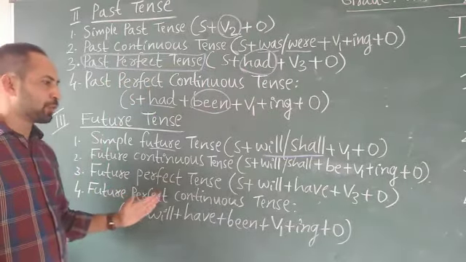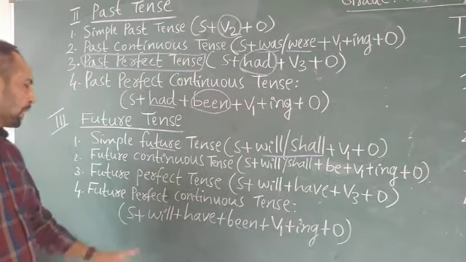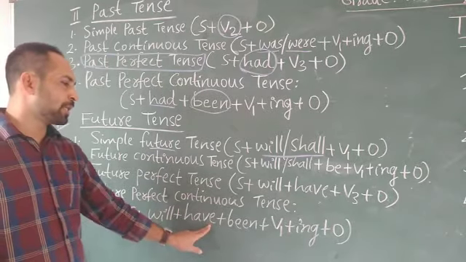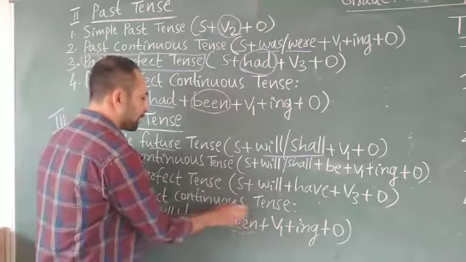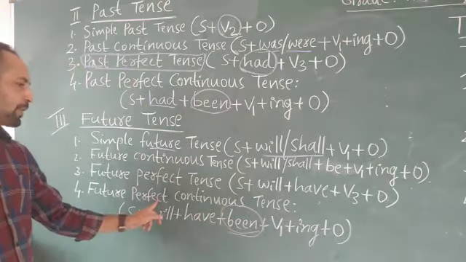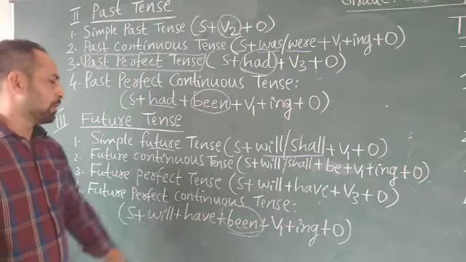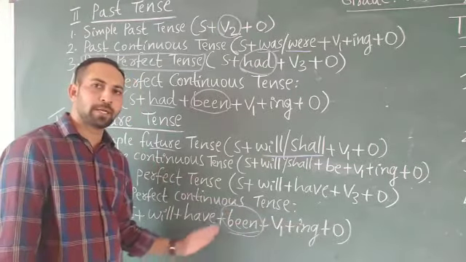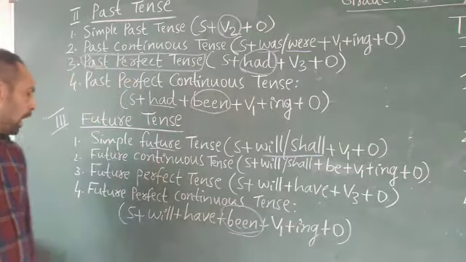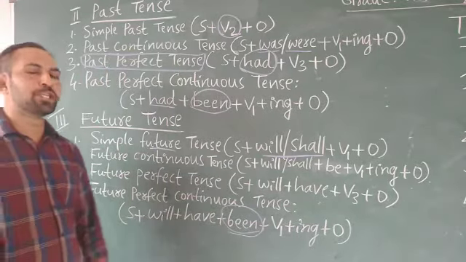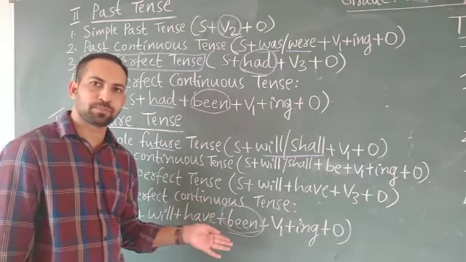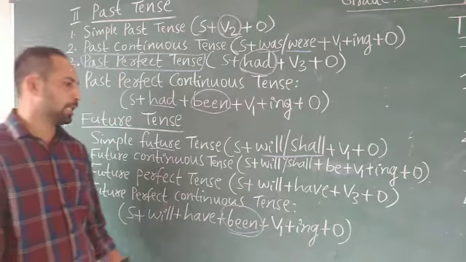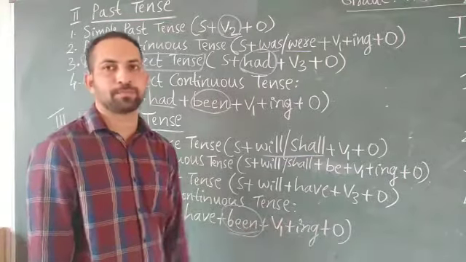Next, future perfect tense. Subject plus will plus have plus V3 form of verb plus object. Example, I will have studied English. Future perfect continuous tense. The rule is subject plus will plus have plus been plus V1 plus ing plus object. Always remember, we have to use been in perfect continuous tense. The example is, I will have been studying English next week.